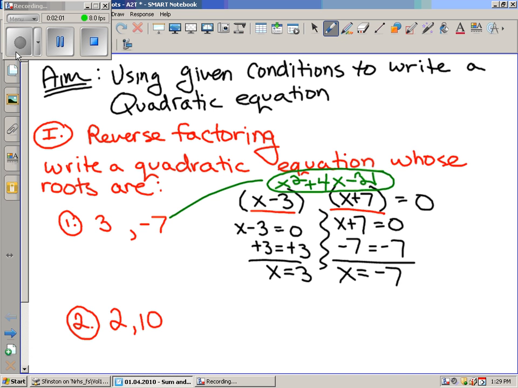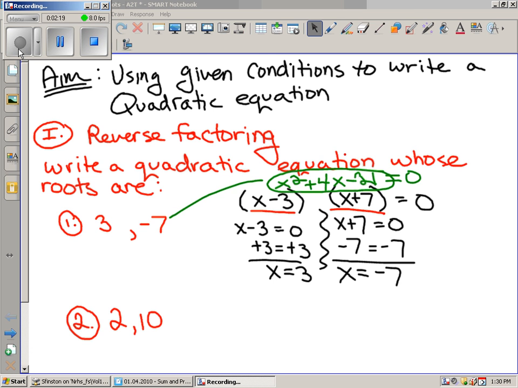So that's the quadratic equation whose roots are these two. Sorry, it should be equals 0 because it's an equation, and equations always have equal signs.